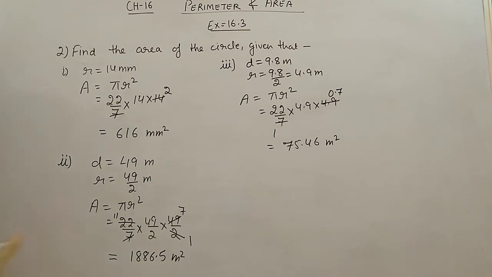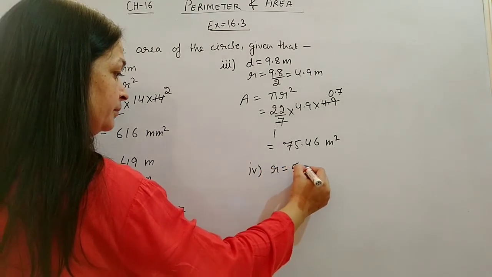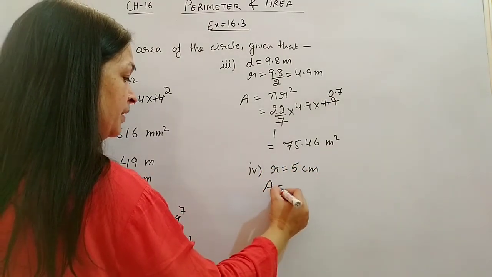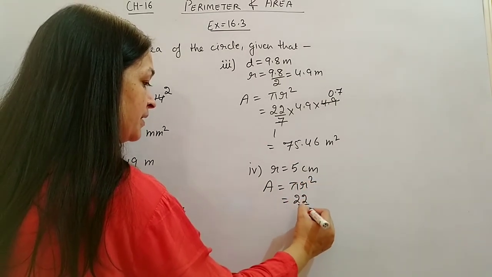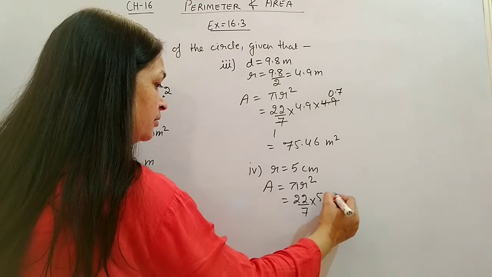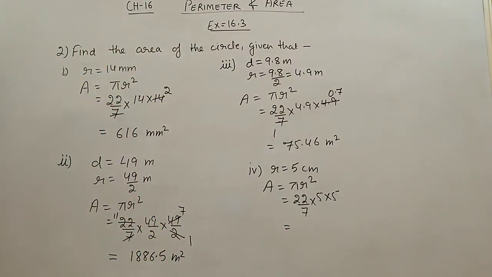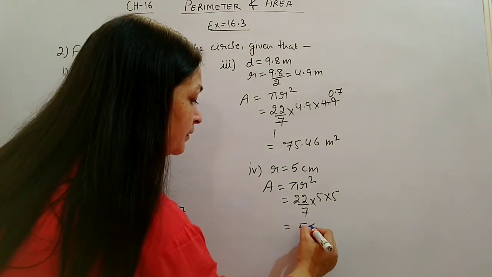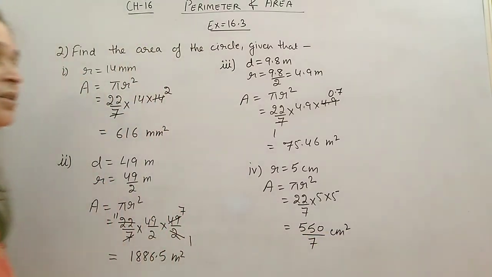Fourth part, radius is given 5 centimeter. So area will be pi r square. Pi value is 22 by 7 multiplied by 5 into 5. Then you have to multiply these numbers and divide by 7. You will get 550 by 7 centimeter square. You can change it into decimal also, or you can change it into a mixed fraction.